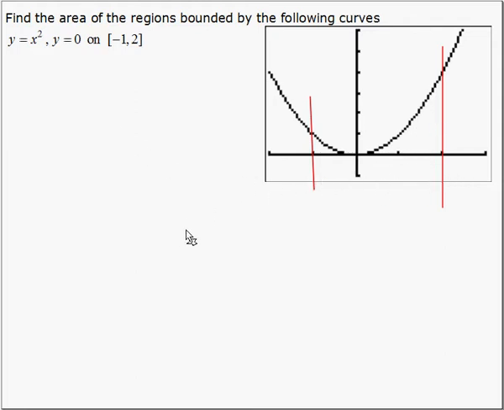Well, in order to do that, we need a sketch. We need to know points of intersection. Since we're only talking about one curve here, we don't need to worry about that. We just need to know this is -1, this is +2, so we're given that. So now we need a rectangle, the representative rectangle that gives us the representation of the area we're trying to find.